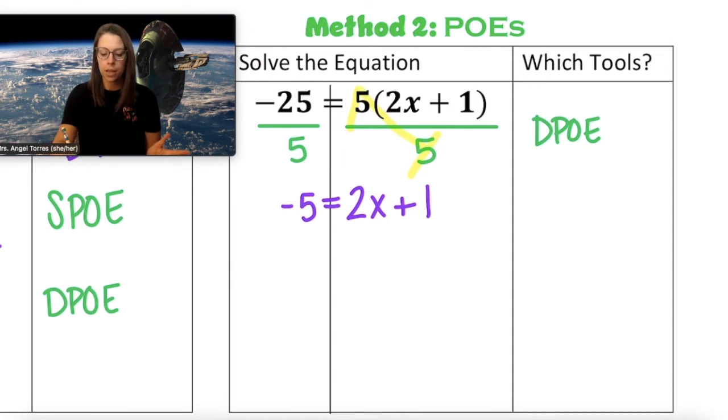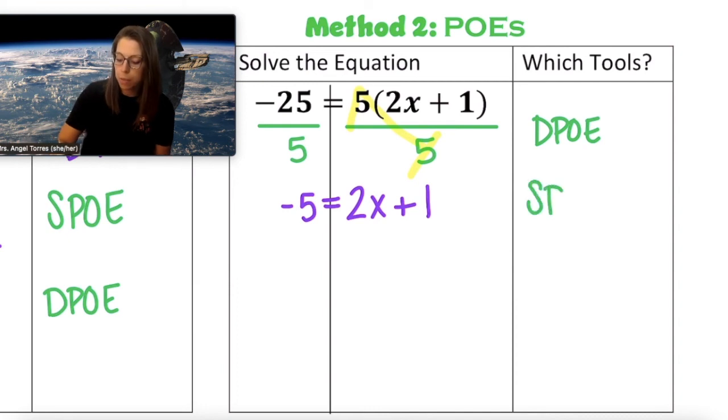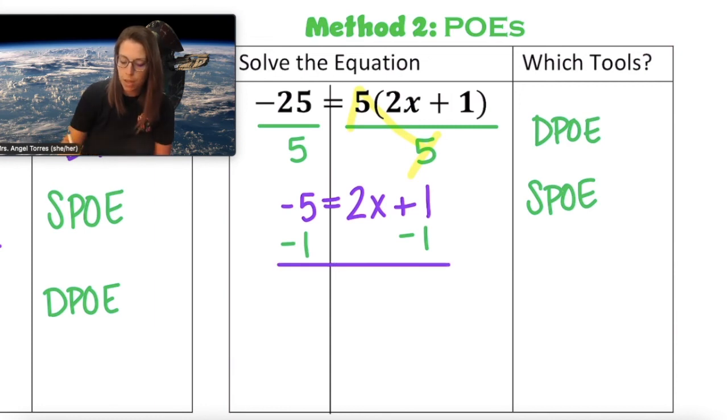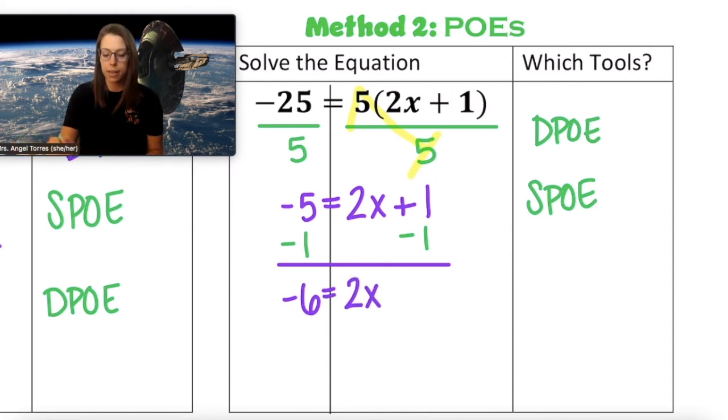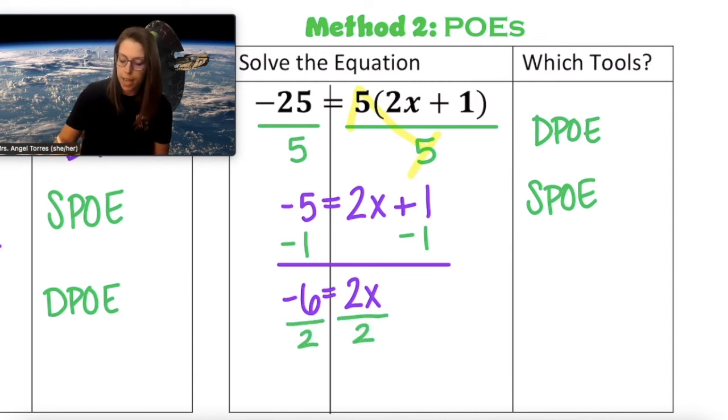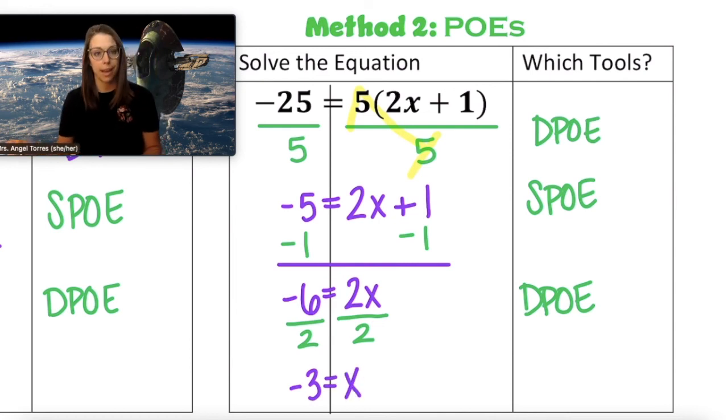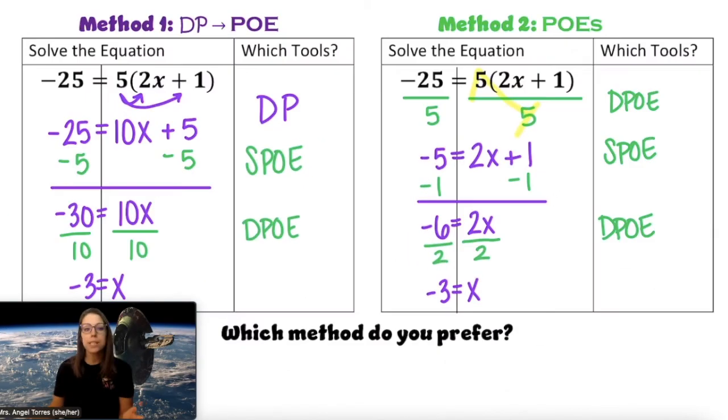Since this is a two-step equation, I'm now thinking get rid of the constant. To make 0 out of a plus 1, I would apply SPO, subtract 1 from both sides. Negative 5 minus 1 is negative 6, and I'm just left with 2x on the other side. To go from 2x's down to 1x, I would divide both sides by 2, again applying DPO. And negative 6 divided by 2 is negative 3, 2x divided by 2 is 1x. Since we ended up with the same solution in both methods, it really doesn't matter which one you use. So which method do you prefer?